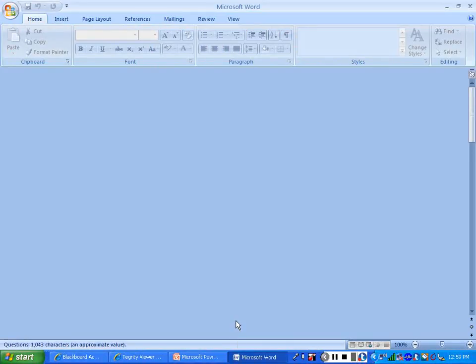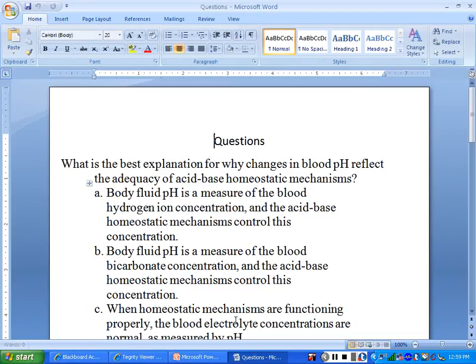Okay, so we have a patient with a pH of 7.33. We have a bicarb of 22. And we have a CO2 of 55. What condition do we have?